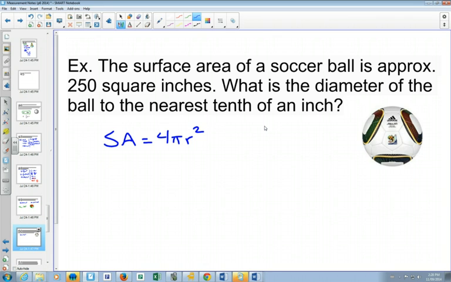However, if I look at this formula and I plug things in, because I know the surface area is 250, we get an equation that has only one thing that we don't know. Can you see that the only variable here is r? And r is the radius. But we don't want the radius, we want the diameter. So the question you'll have to ask yourself: would it be helpful to find the radius? If I found the radius, would that help me find the diameter? Yes. Okay, so it's worthwhile. So what I'm going to do is get r by itself. I can do that by dividing by 4 pi.